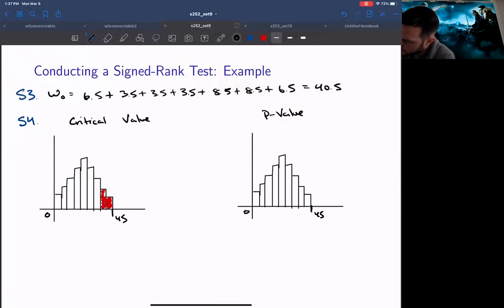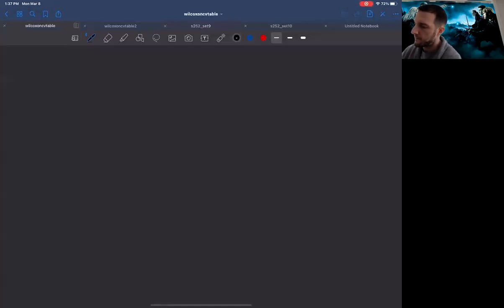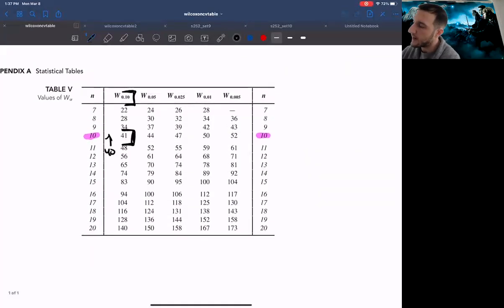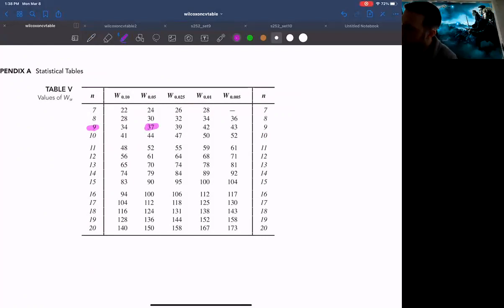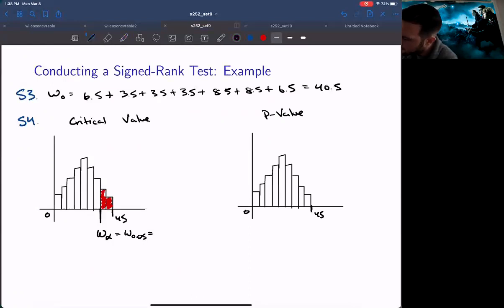All right, so we're going to have W alpha, which is W0.05. Okay, so we go to our Wilcoxon table. We have a sample size of 9 in this case because we excluded the one value. So that gives us a critical value of 37. And then all we have left to do is mark down where our test statistic is. So let's say that that's right about here.